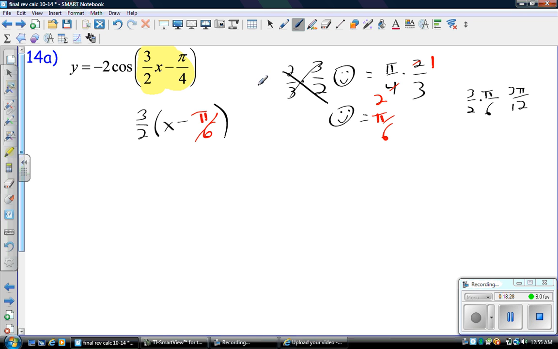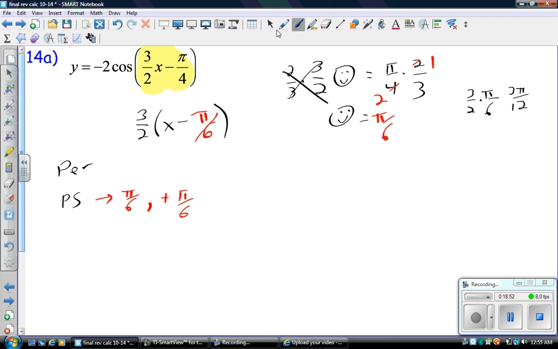Now the phase shift is easy. Again, it wants the period and the phase shift. Now that I've factored it, the phase shift is just that. x minus pi over 6 means move to the right pi over 6. Or you could say positive pi over 6, or just pi over 6. Either one. Now remember, this is not the period.